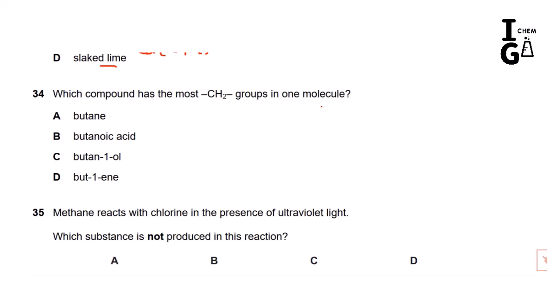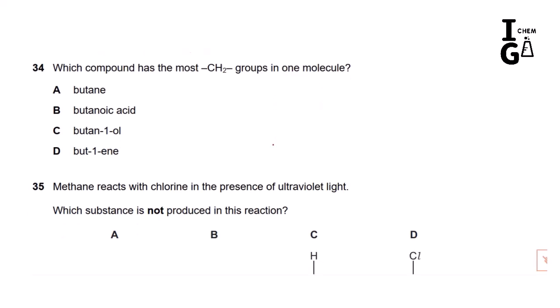Which compound has the most CH2 groups? This is organic chemistry. We need to count which compound has the most CH2 groups in one molecule. First one is butane, so we can make a structural formula for butane. Butane means four carbons, so we can do CH3, CH2, you remember the point of homologous series, CH2, and then CH3. So actually we have two groups of CH2.